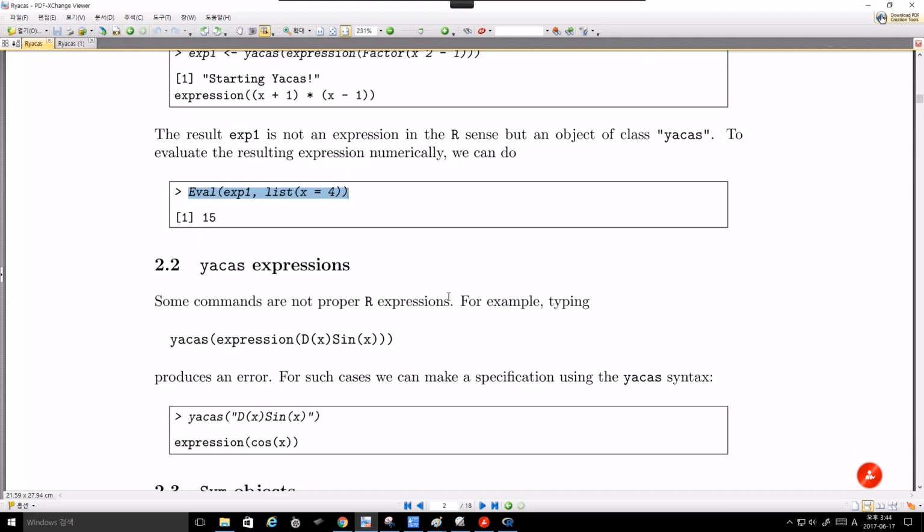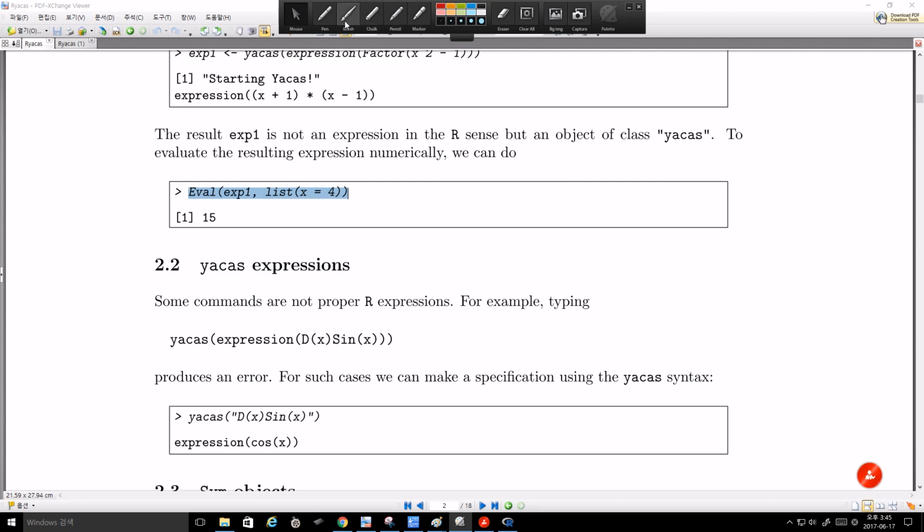Now, it does differentiation. What we are trying to do is d sine x over dx, and we know this is cosine x. Then we run this program, and we have cosine x. Let's see whether this is true.